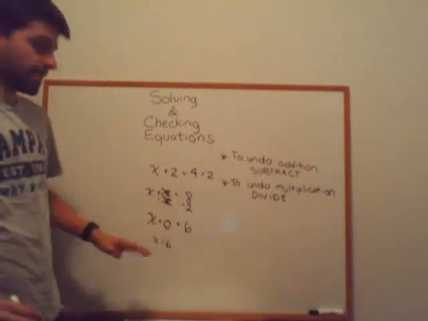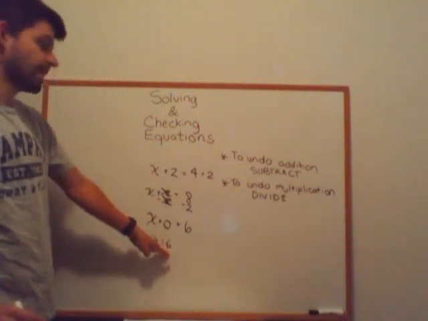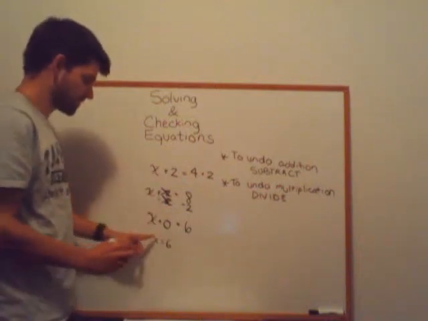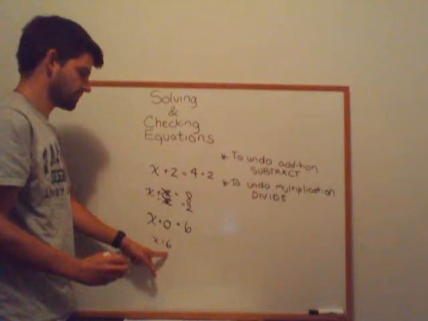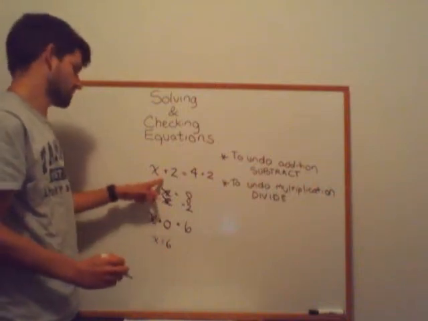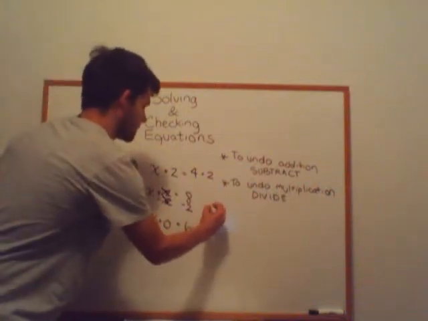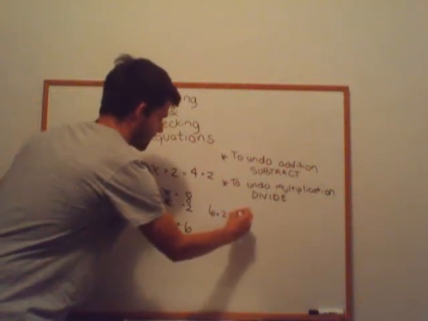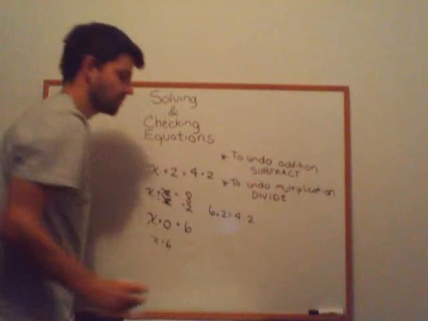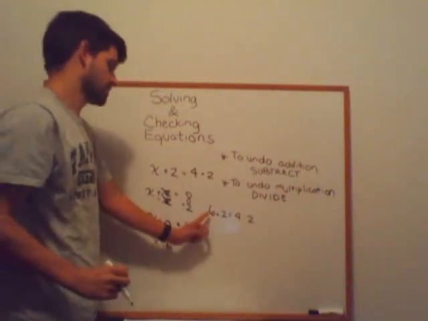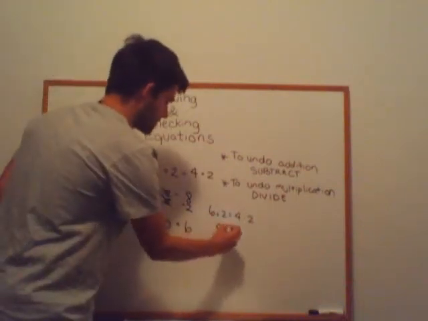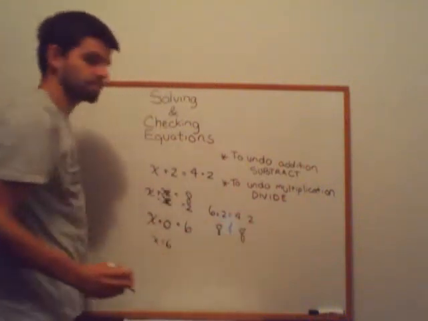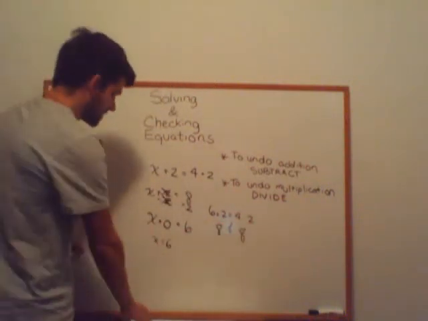That's the first part. Now that we solved for our unknown, now let's check. To check, all I have to do is take my unknown value that I solved for and plug it into the original equation. So I have 6 plus 2 equals 4 times 2. And then go ahead and just do the arithmetic on each side. So 6 plus 2 is 8. 4 times 2 is 8. And it checks. Okay? Let's look at another one.